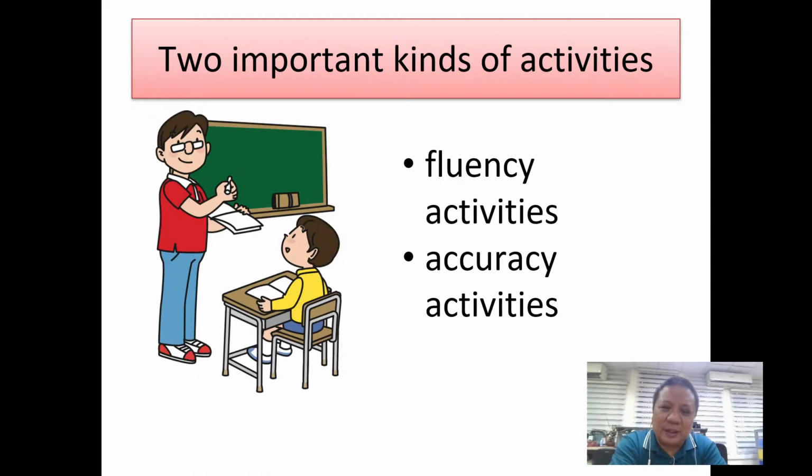Now, here are two important kinds of activities in communicative language teaching. The first is fluency activities. The second is accuracy activities. Fluency activities are activities that help learners speak without pausing. And then you also have accuracy activities where the idea is the learner speaks without making errors.